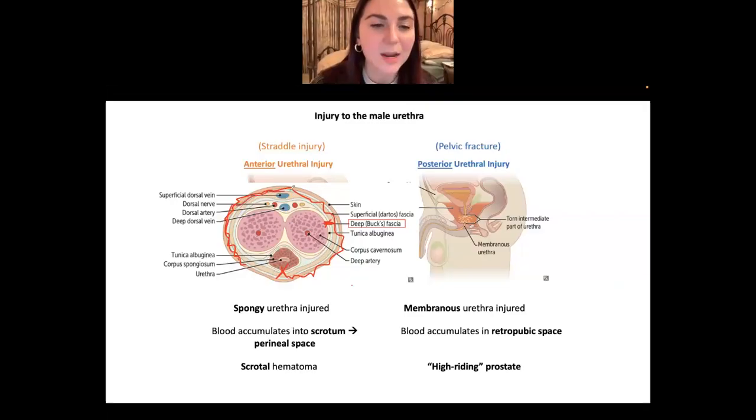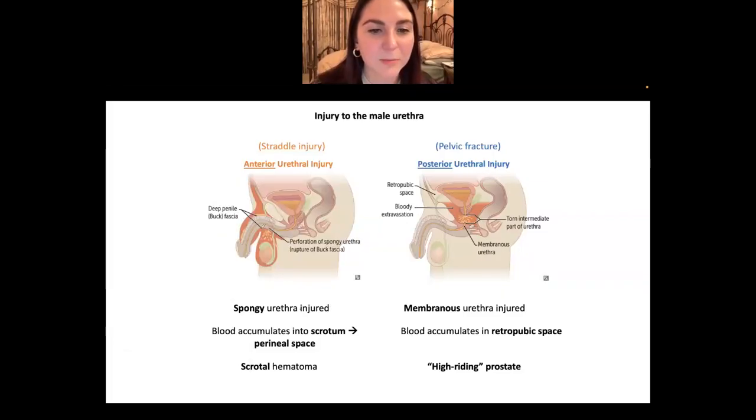It's kind of like the same thing here. This is filling up with blood and urine, but it's still contained because we punctured Buck's fascia, which is the deeper layer, and then everything can get in between. So that's why it accumulates in the perineal space, and that's why it also is accumulating into the scrotum.